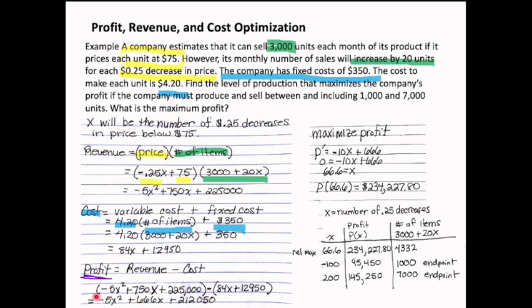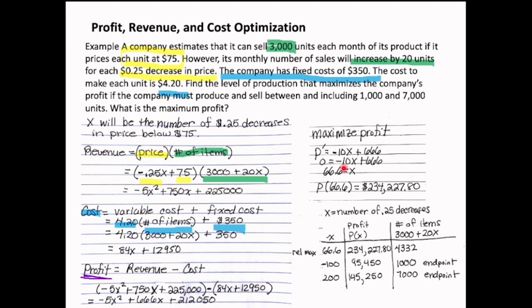When I take the derivative of this profit function right here, I'm going to get negative 10x plus 666. Now to maximize it, to see if we can find any relative maxes, we're going to set this equal to 0. So that's where the tangent line would have a slope that's 0. And then solve for x. And I get that x would be 66.6.